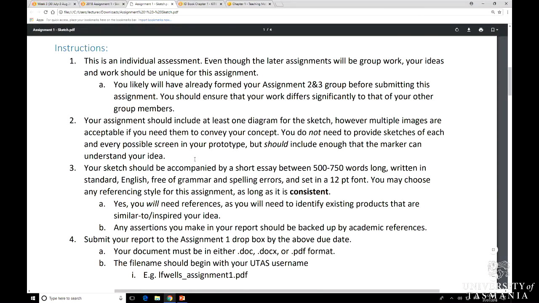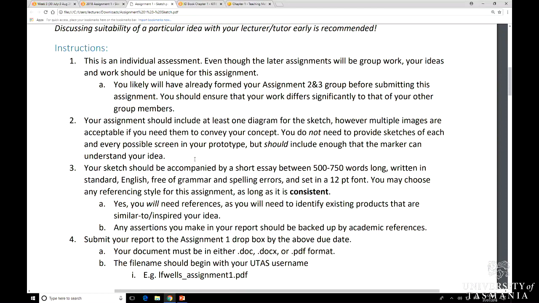You should include at least one diagram for this sketch, because the assignment is called a sketch, but if you think that you can convey your entire idea in a single sketch, then you only need to do one diagram, and it doesn't even have to be of a particularly high quality. The reason I say that is because you'll see it's not worth a lot. The main thing is that you are able to communicate what your idea is. So if your marker reads this assignment and has no idea at all what your idea is, then you'll lose marks, because you're not communicating your idea properly.